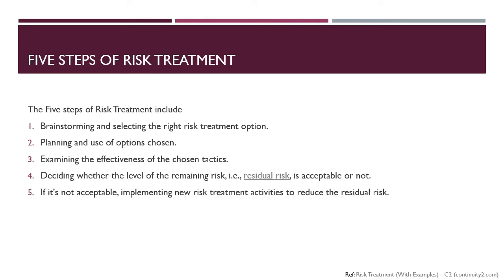5 steps of risk treatment. So there are 5 steps of risk treatment that include brainstorming and selecting the right risk treatment option, planning and use of options chosen, examining the effectiveness of the chosen tactics, deciding whether the level of the remaining risk, that is, the residual risk, is acceptable or not. If it's not acceptable, implementing new risk treatment activities to reduce the residual risk.